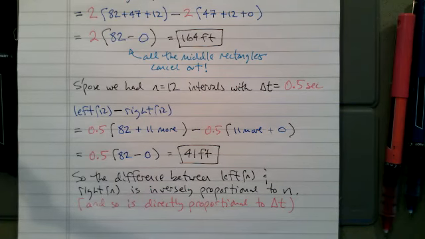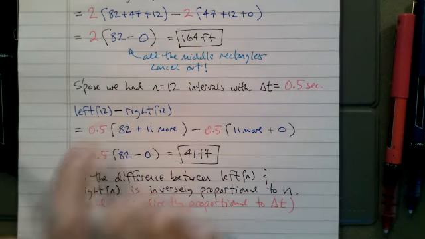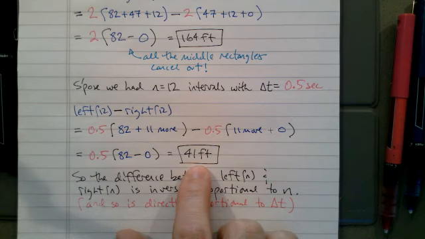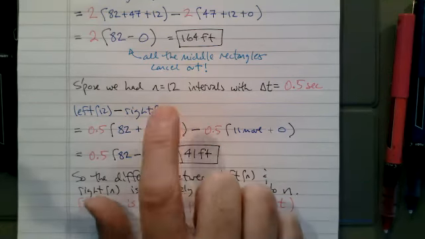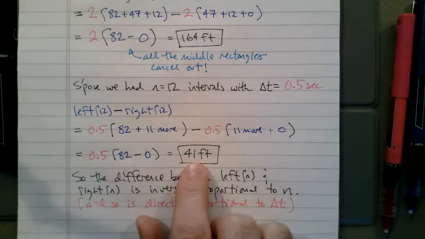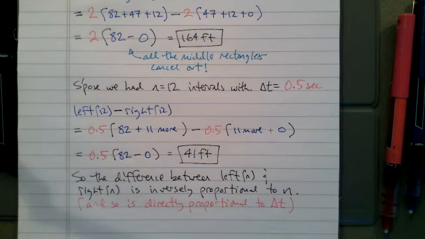Any questions? So I could ask the question, how often would we have to record the velocity so that the difference between left and right is within 20 feet? So 12 intervals gave us a 41-foot difference. To be within 20 feet, I would have to use 24. That would get us down to 20.5. So I'd have to use more than 24. That would get us to 20.5 difference between left and right.